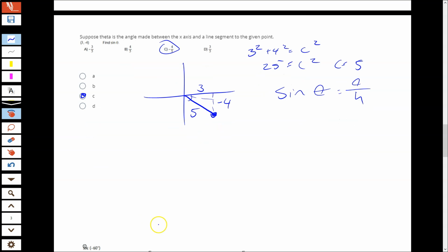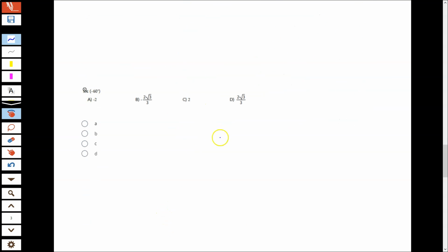And my last one is similar, although it's now asking you to understand how these rotational angles work. So negative 60 degrees means I'm going to come down from my x-axis, and this is going to be a 60-degree angle right here. Okay? And now we're going to use our knowledge of special triangles. So opposite 60 is going to be my square root 3 side. My hypotenuse is going to be 2, and my short side is going to be 1.